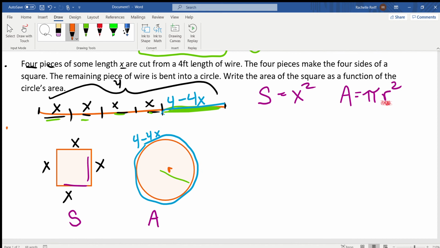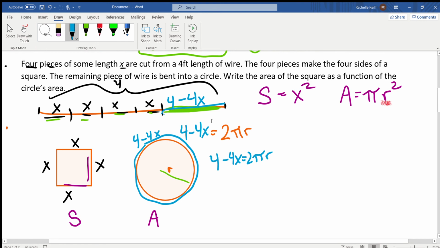Remember, if you don't remember this, hopefully this will be a nice reminder, the circumference of a circle is the same as 2 times pi times the radius. And what's the circumference in this case? The circumference in this case is 4 minus 4x, right? So we know already that 4 minus 4x is the same as 2 pi r. So now we have them related. Cool. So there's two things we could do. We could solve for x or we could solve for r.